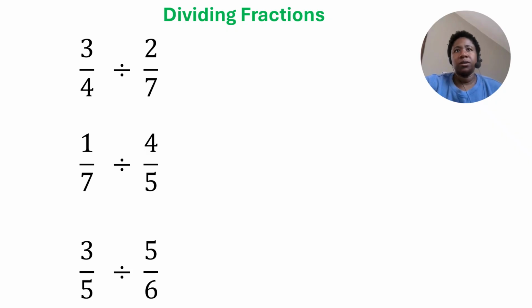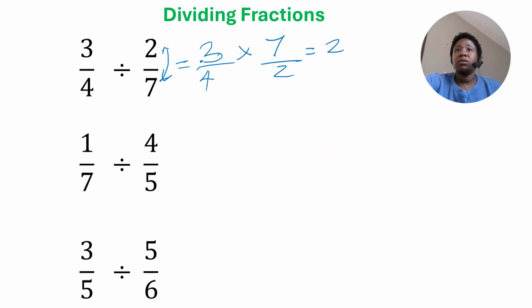Now continuing. All right, so again, we have 3/4 divided by 2/7. We want to multiply, so we have to take the reciprocal of the second fraction. It's 2/7, so if we flip it, it becomes 7/2. 3 times 7 is 21. 4 times 2 is 8.